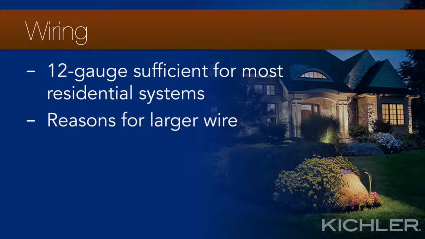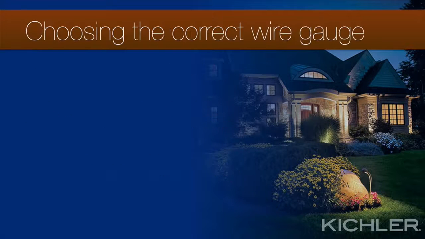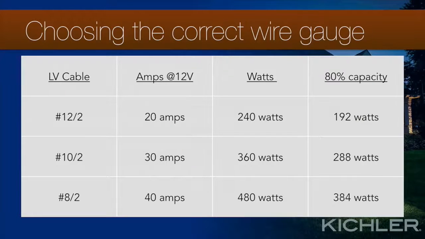When would you need to consider using a larger gauge wire? There are 2 potential reasons for this: too many watts for the wire, and too much voltage drop on the run. A couple of simple charts can help avoid these problems and ensure you include enough of the right gauge wire in your plan and bill of materials. This chart lists the gauge of the wire, the maximum watt rating for the wire, and 80% of that, which is the maximum wattage that you should use on the wire.